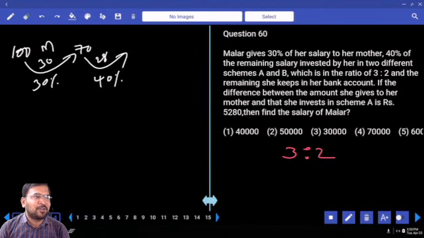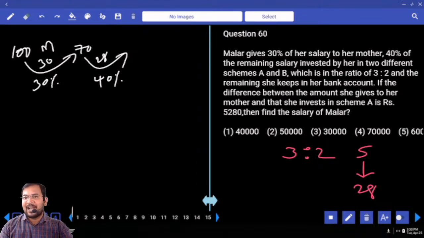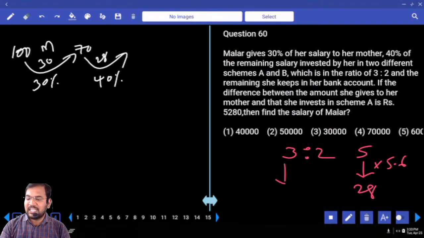So in which ratio? 3:2. Okay, so total 5 parts. 5 parts is nothing but 28. Then each part is 5.6. Then we need scheme A. Scheme A is nothing but 3 parts, 16.8.